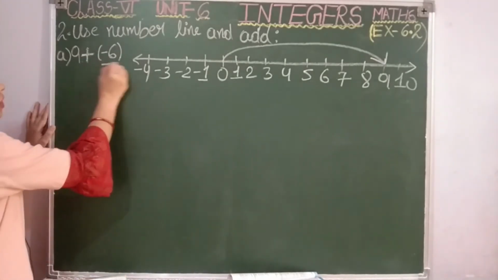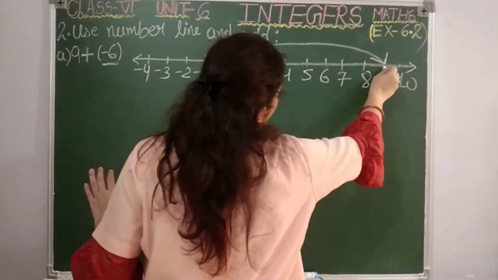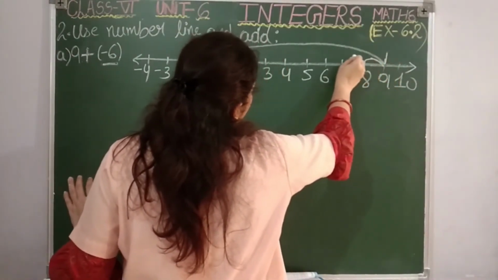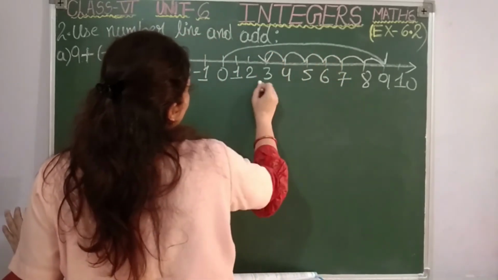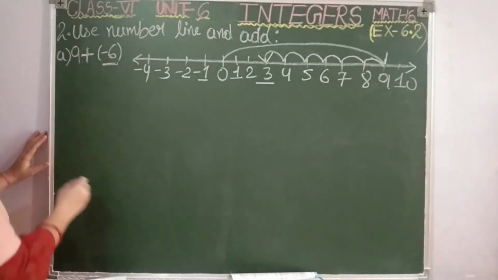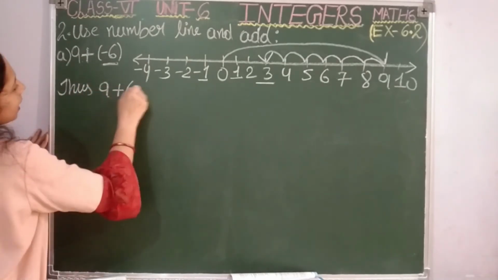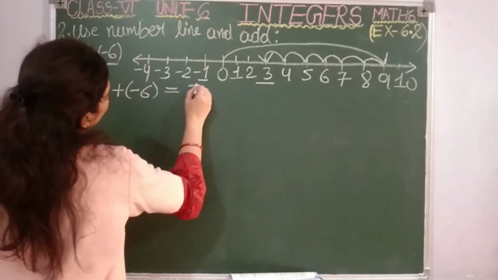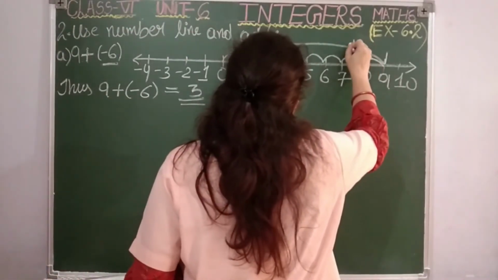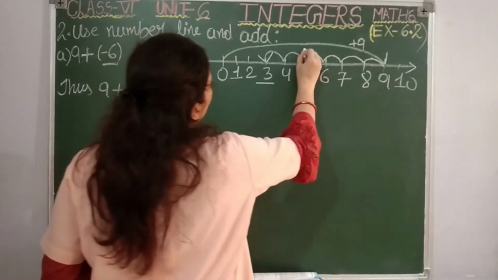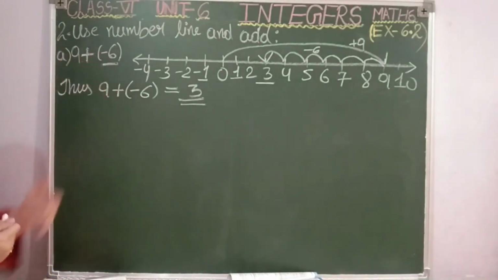So minus 6 is given to us students. For this minus 6 from 9, now I will take 6 steps back. That means 1, 2, 3, 4, 5, 6. Where are we reaching students? We are reaching at 3. It means that 9 plus minus 6 will give you how much? It will give you 3. Like this you have to solve students, and here you can show it is plus 9 and here you are moving 6 steps back. Like this we add on the number line students.